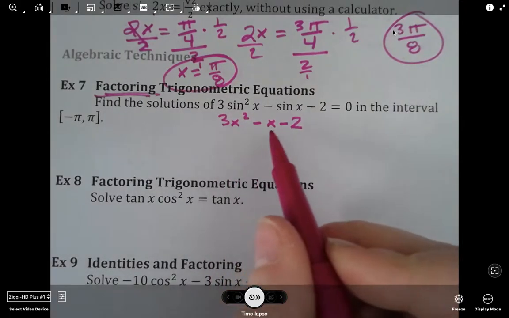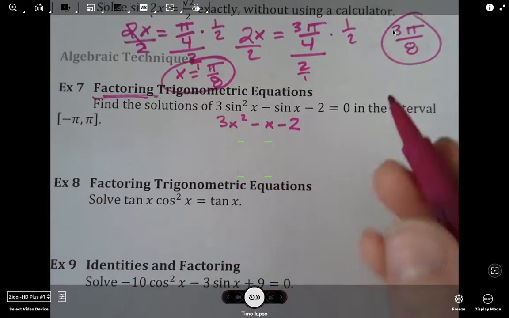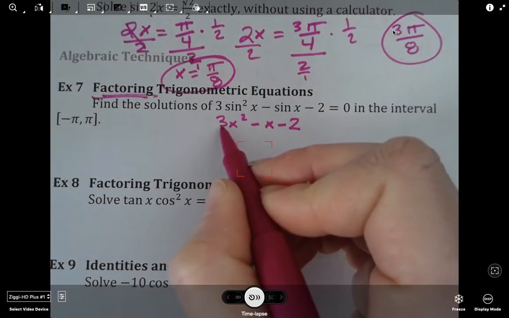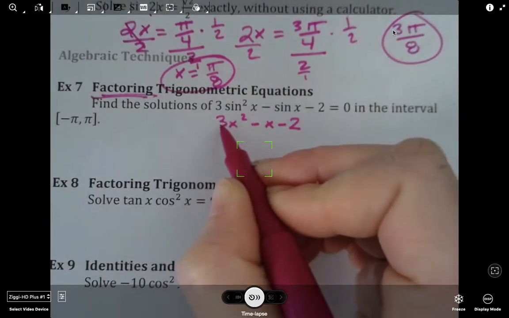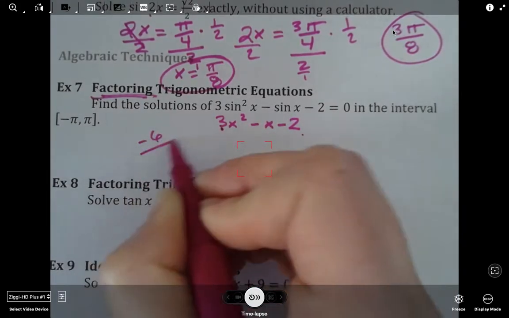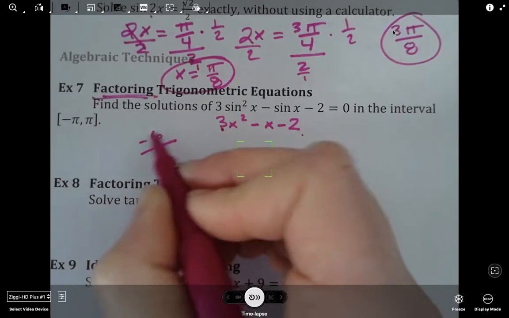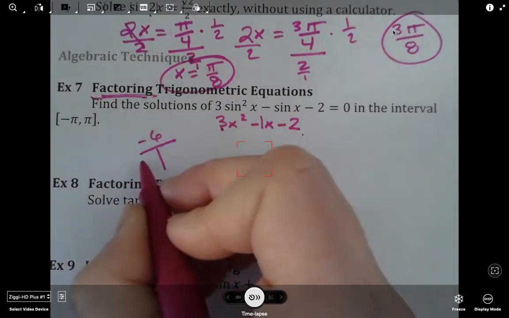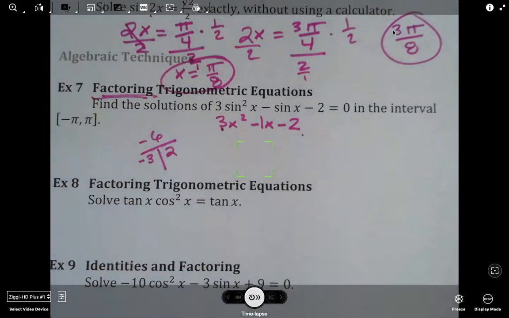So I have 3x squared minus x minus 2, and that's a trinomial, and I have to break it down. This is going to be a Cody's method trinomial, a complex trinomial because there's a 3 here. So I take 3 times negative 2, which is negative 6, and I want numbers that multiply to get negative 6, but when I add them give me the middle piece, which is negative 1. That's going to be negative 3 and positive 2.